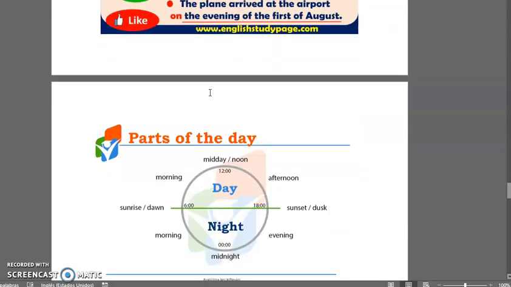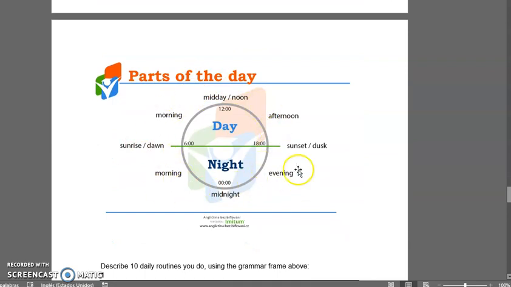The second element is the part of the day in which we are performing that activity. And here is the key for you to understand in which part of the day you are eventually doing something. For example, from 12 at noon to 8 p.m., we're talking about afternoon. From 6 p.m. to midnight, we're talking about evening. From midnight to 6 a.m., we're talking about morning.